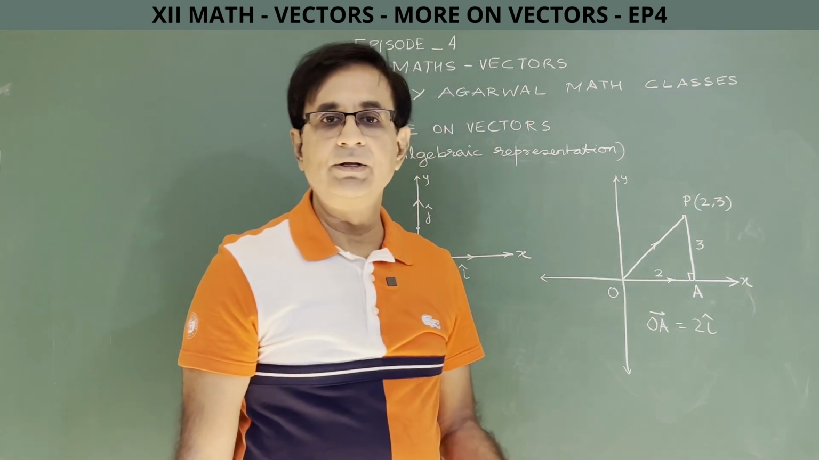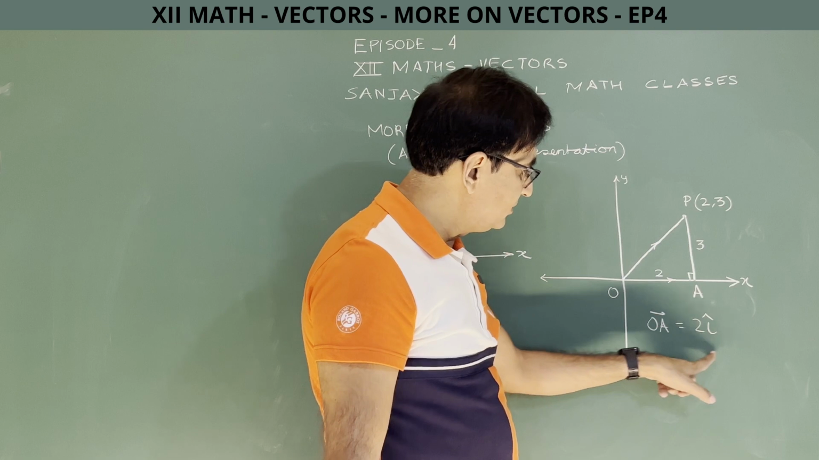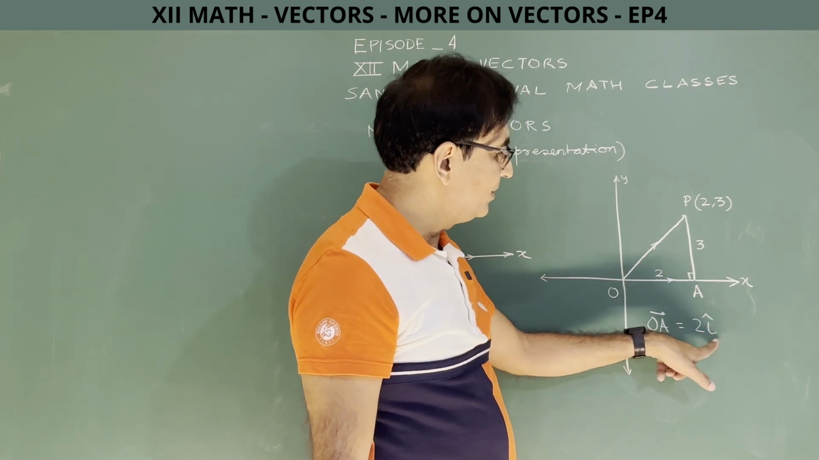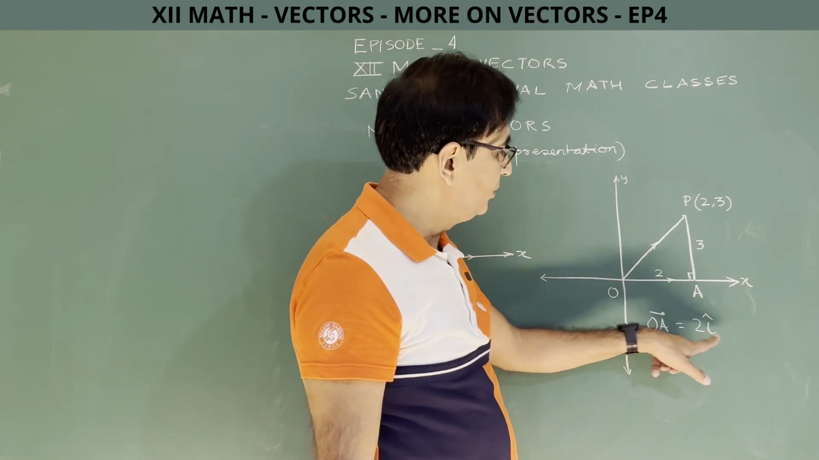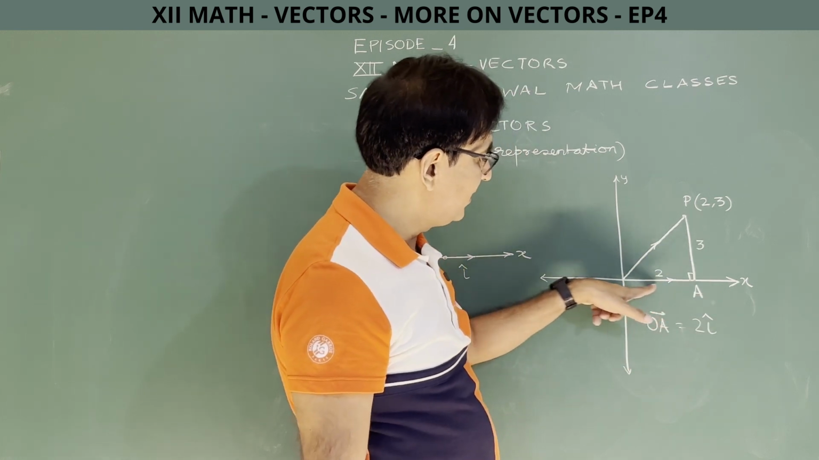Every vector has a magnitude and direction. So this also was done in the previous class. What is the magnitude of this vector? 2 times the magnitude of vector I, which is 1. So 2 into 1 is 2. So this is the vector whose magnitude is 2. You can see in the diagram the magnitude is 2.